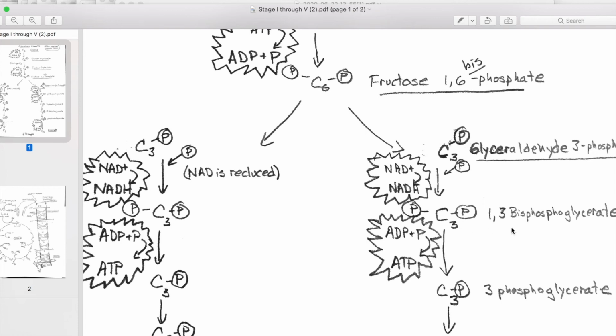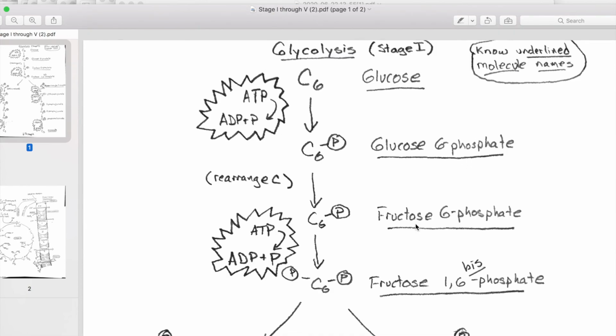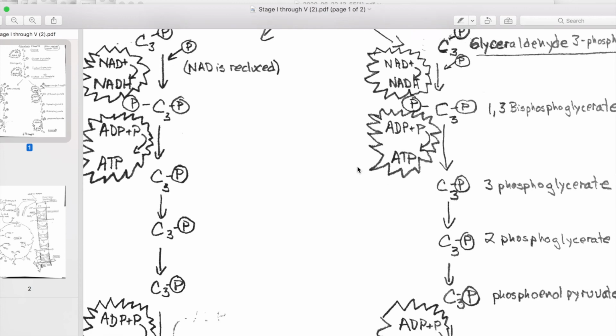Then I'm going to take that 1,3-bisphosphoglycerate and take one of those phosphates off and add it on to ADP and make ATP. Since this happens twice per glucose, I made 2 ATPs. I spent 2 ATPs up here. So at this point, I am net zero for ATP, but I also have 2 NADHs, which later on is going to make me some ATP.